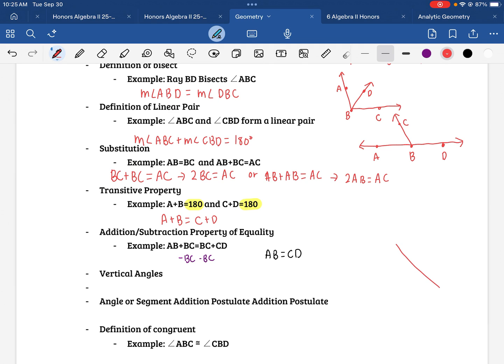Okay, vertical angles, kind of back to our unit 1 just a little bit. If we know that angles 1 and 2 here are vertical angles, they are directly across from each other. So the reason would be vertical angles, but we can say that the measure of angle 1 equals the measure of angle 2.